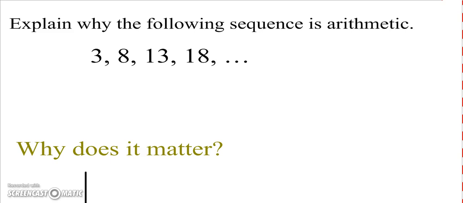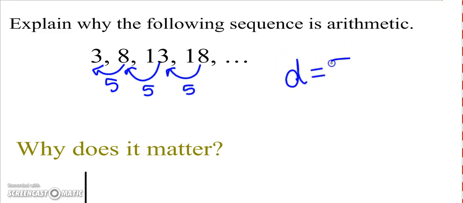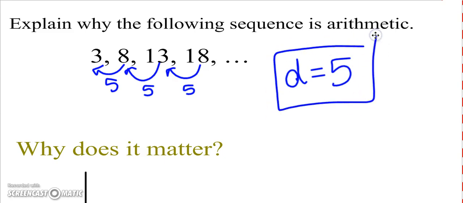Explain why the following sequence is arithmetic. Well, looking at this, 8 minus 3 is 5. 13 minus 8 is 5. 18 minus 13 is 5. It's arithmetic because there is a common difference of 5.